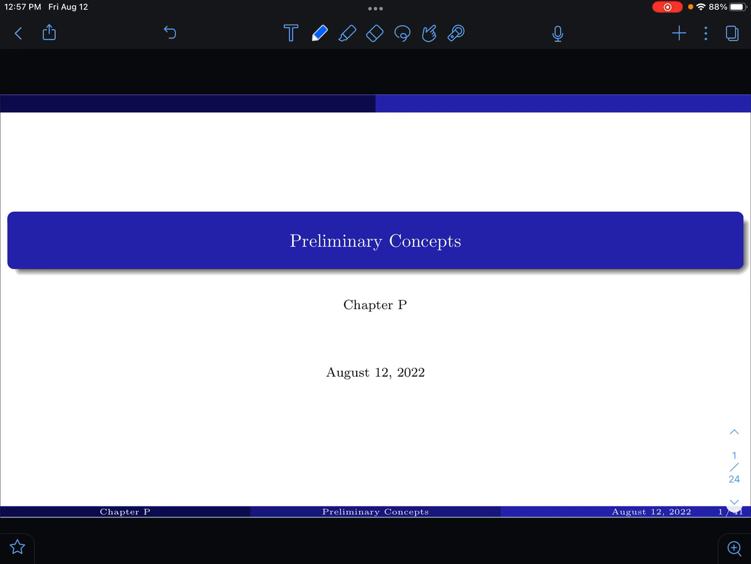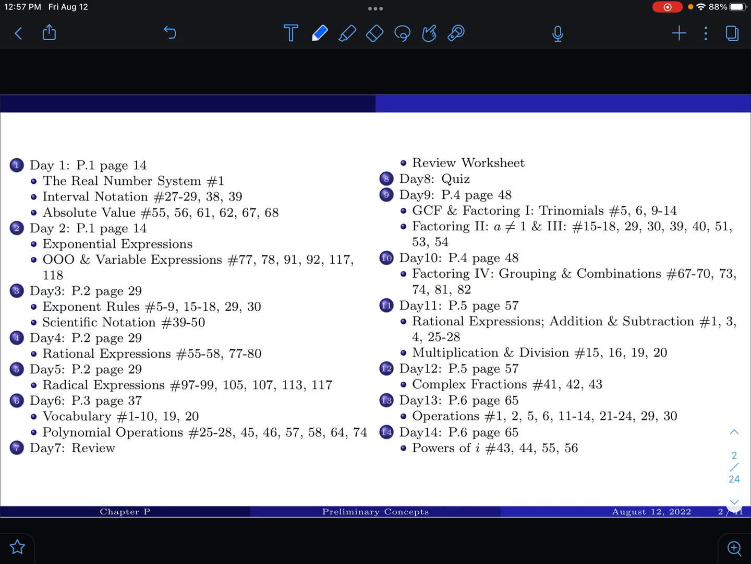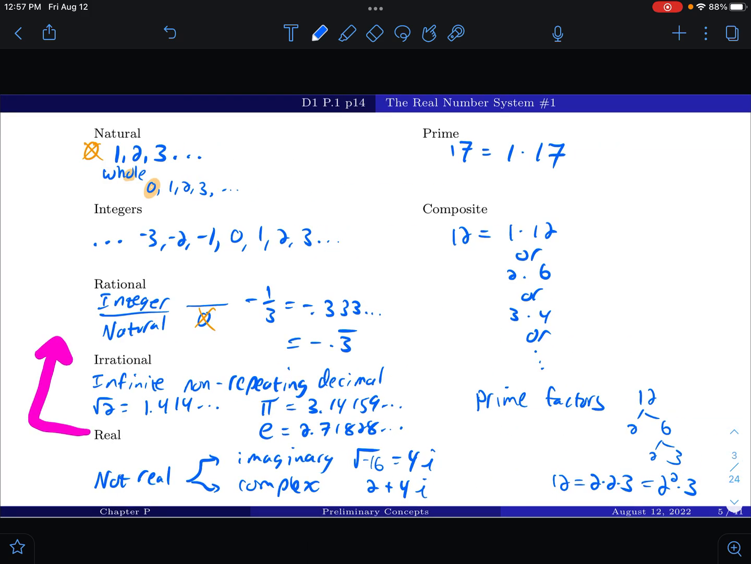Okay, here are your notes for the first day of Math Apps. Your PDF contains all of the problems. This is the assignment sheet. I'll come back to this in a little while. The first screen is basically definitions of numbers, which you've seen before.